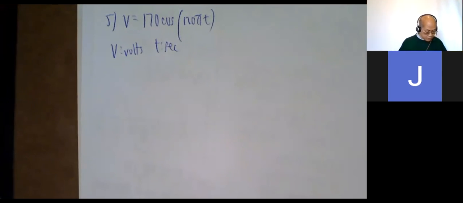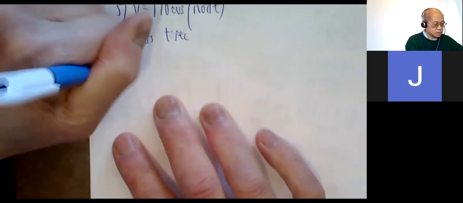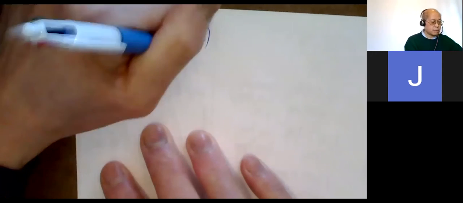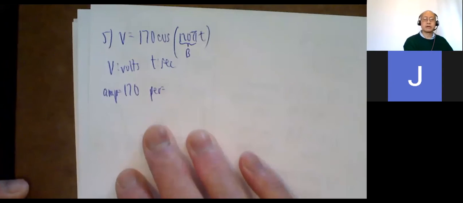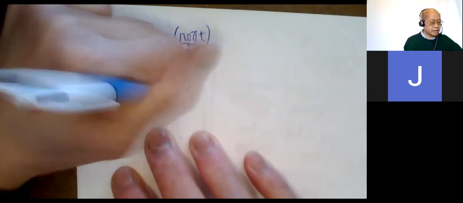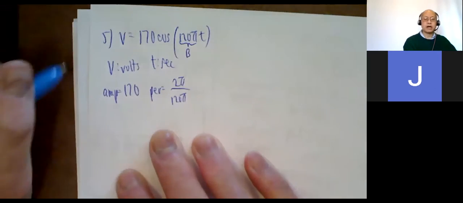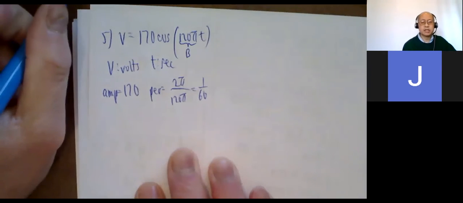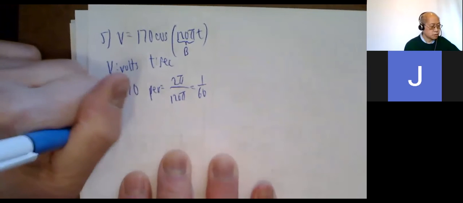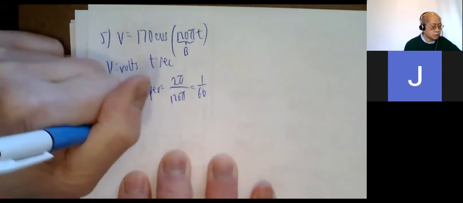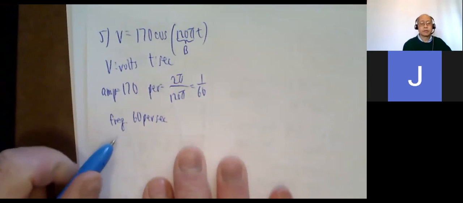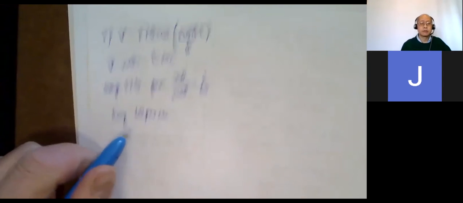All right, amplitude, period, frequency. Amplitude is 170. Period, this is the B. 2 pi divided by B, 2 pi divided by 120 pi, the pi's cancel out. So it's 1 over 60. Frequency is the reciprocal, so 60 per second. Sometimes we say 60 cycles per second. So we have 60 cycles within 1 second.